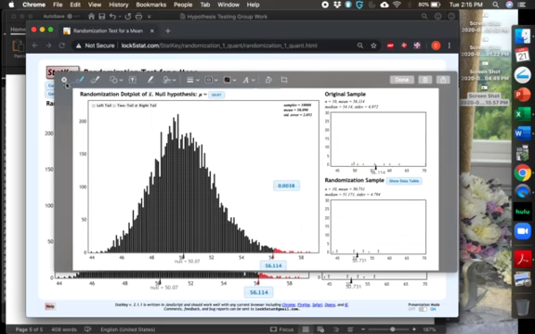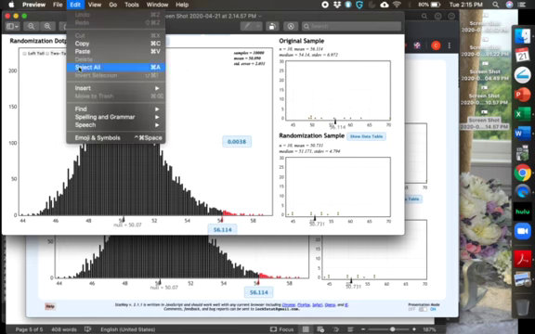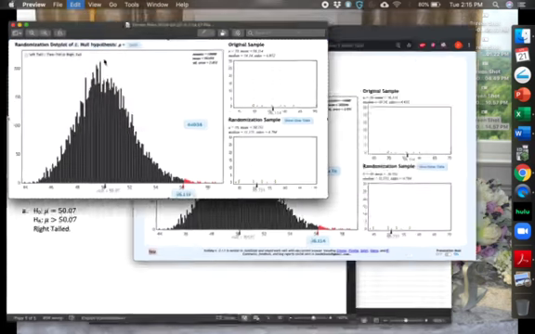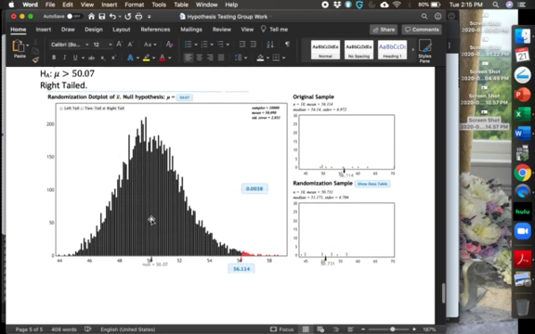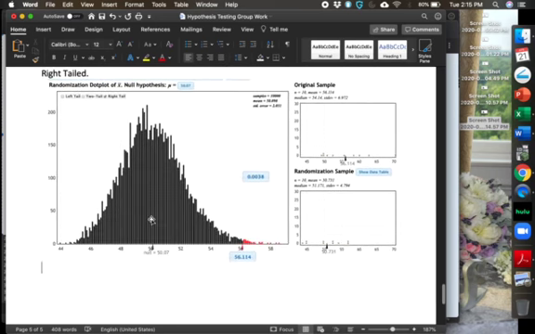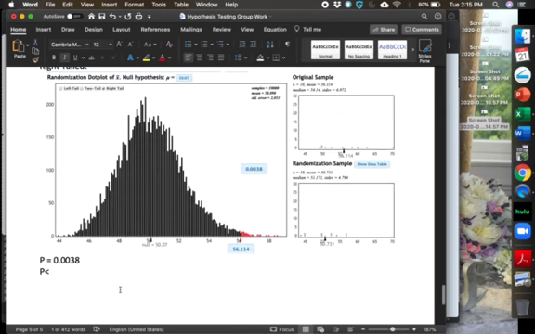So let's quickly copy and paste this data over. Alpha again was 0.05. My p-value was 38/10,000ths. So p is clearly less than alpha. And as p is less than alpha, we will reject the null hypothesis.